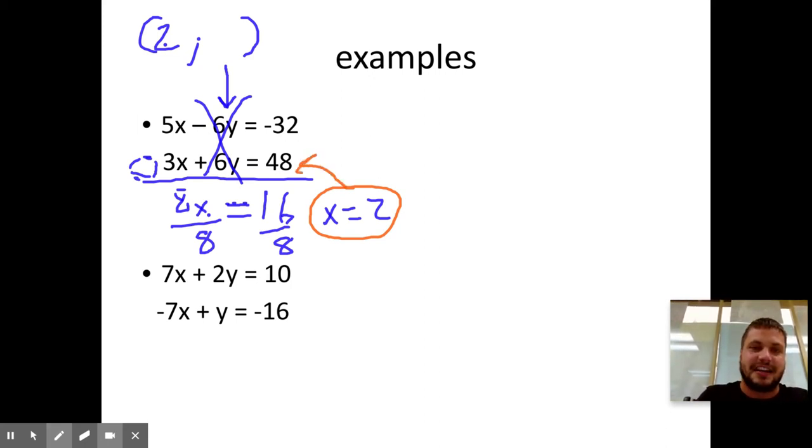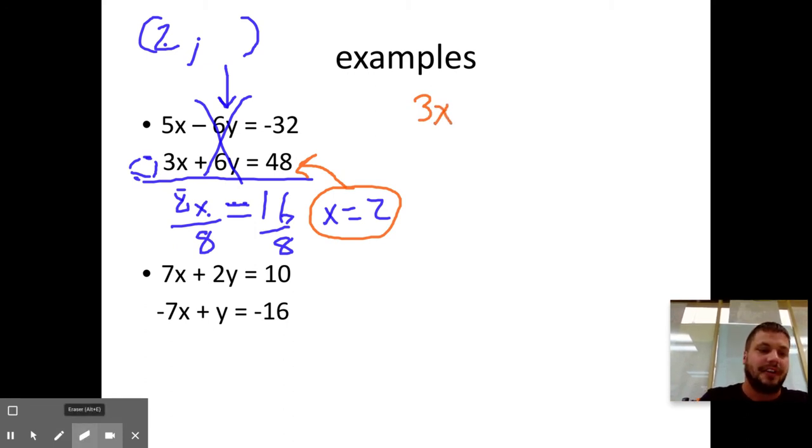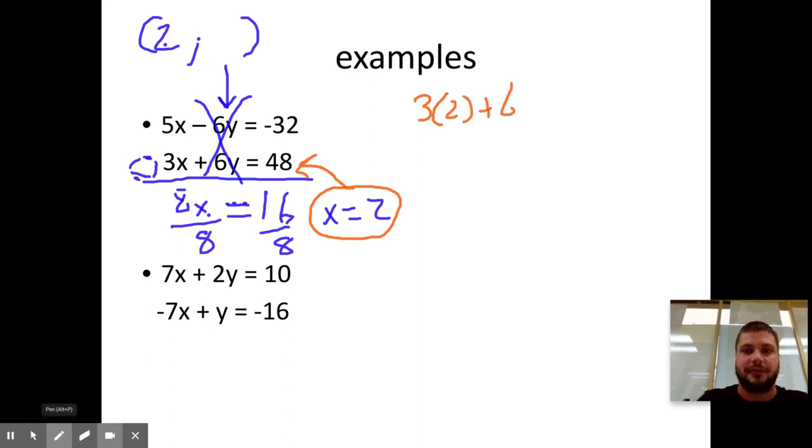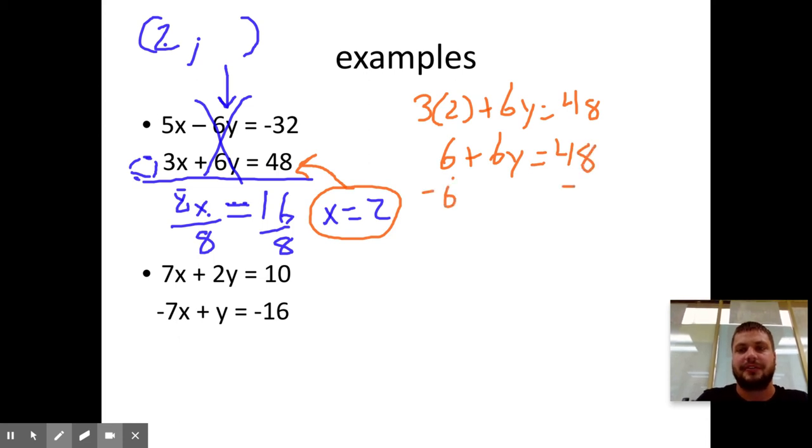I'm going to choose to use the second equation because it has all positive numbers. So to me, that one looks the easiest. So I have 3 times, whoops, I said times, but I didn't do it. 3. Instead of x, I'm going to plug in what I know x to be, which is 2. 3 times 2 plus 6y equals 48. 3 times 2 is 6, plus 6y equals 48. And now that's a two-step equation. Subtract 6. 6y equals 42, divided by 6.